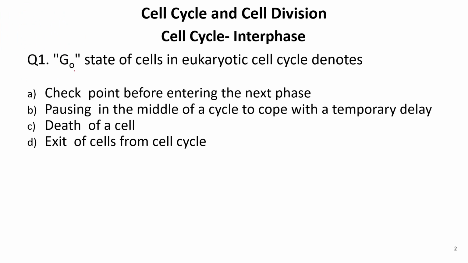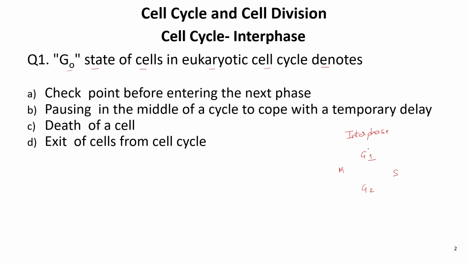So here they are asking about the G0 state. G0 state means the quiescent state or the inactive stage of the cells in the eukaryotic cell cycle. Now, we already know interphase is divided into G1, S phase and then the G2 phase, and then we have the mitotic or the M phase. So they are asking about the G0 phase.